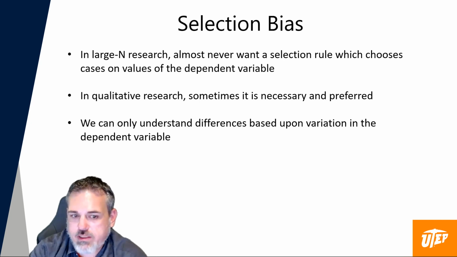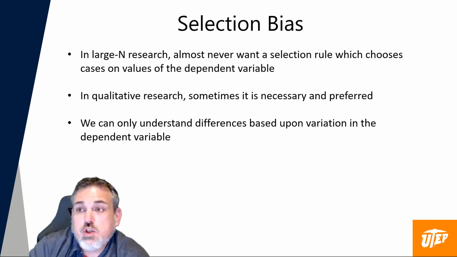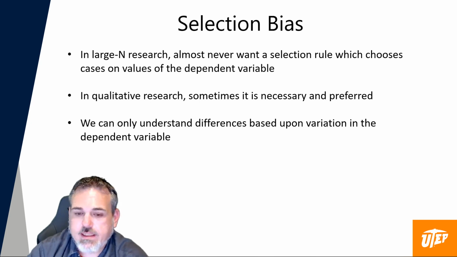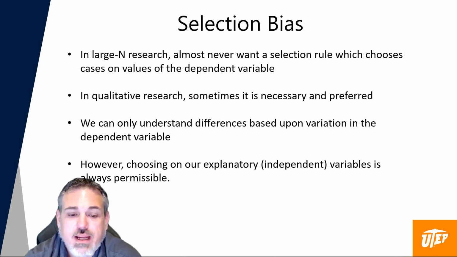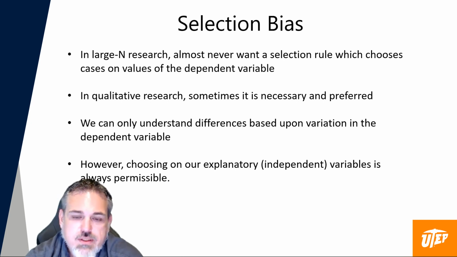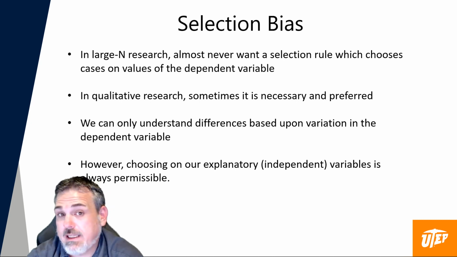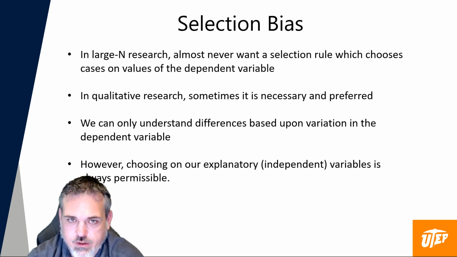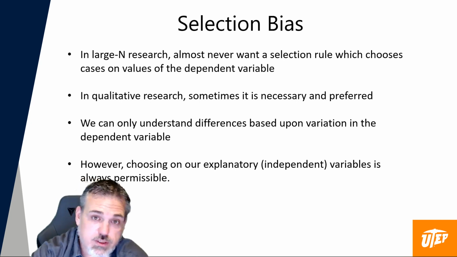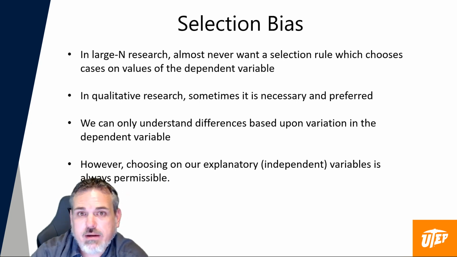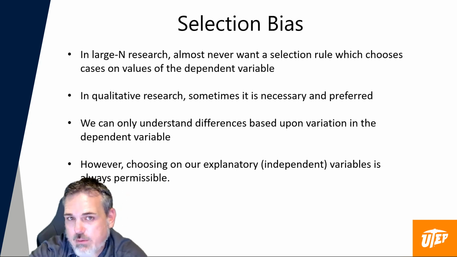There's another way to get around this sort of selection bias that is much more permissible in both large N research and small n research, because we usually get to the same goal. And that is choosing based on our explanatory or independent variables. By choosing on your independent variables, you aren't conditioning the outcome. And so in large N research, that means you're not affecting the quantity which you're attempting to study. That's absolutely true in small N research as well. If you're choosing on your independent variables, then you're not affecting the outcome.